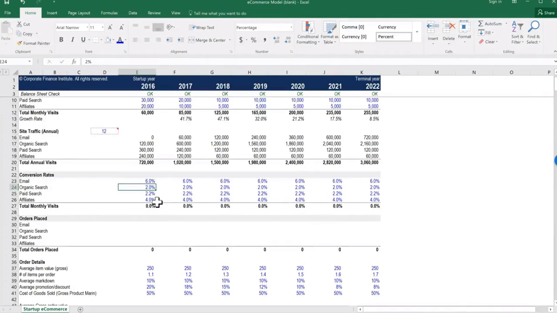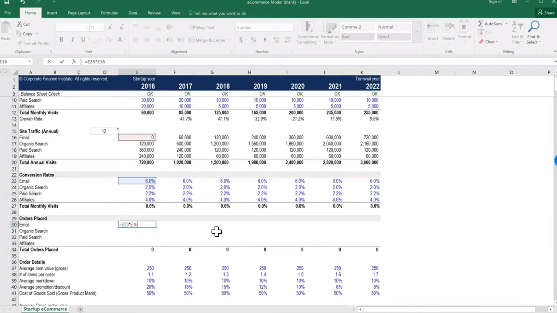Okay, conversion rates. I've inputted some assumptions for conversion rates by channel. You may want to update these with ones that make sense for your hypothetical business or your existing business. Once you have a conversion rate assumption, which just as a reminder is the percentage of people who visit your site that place an order, we can multiply those out by taking the percentage and applying it to the annual traffic in each channel.